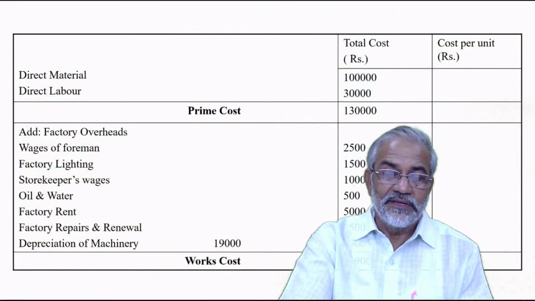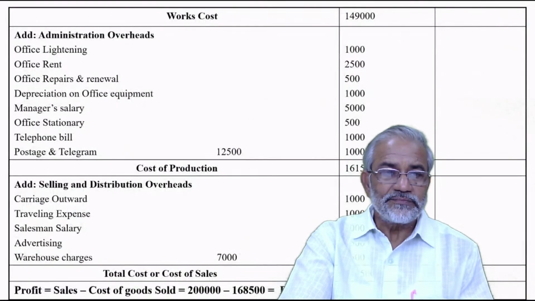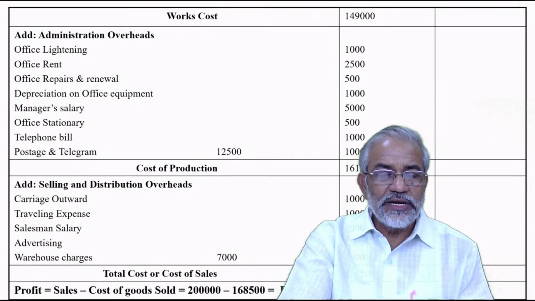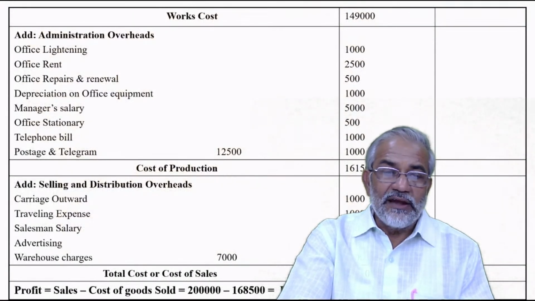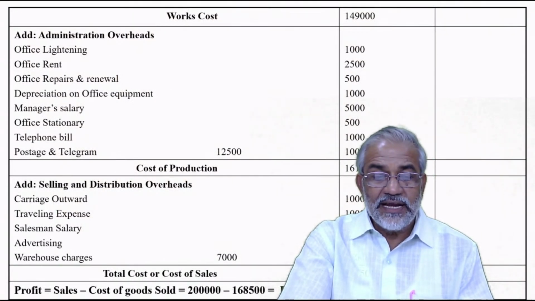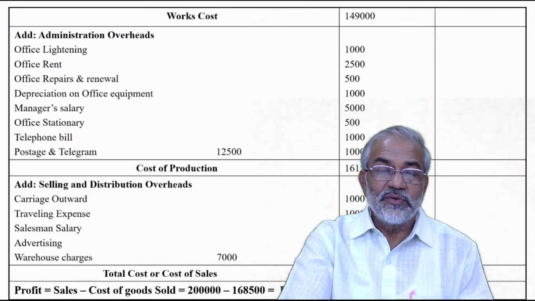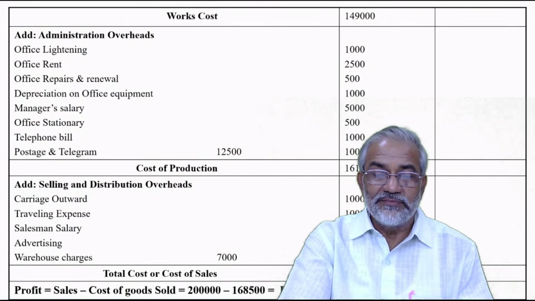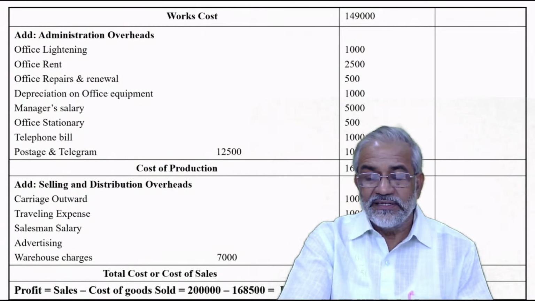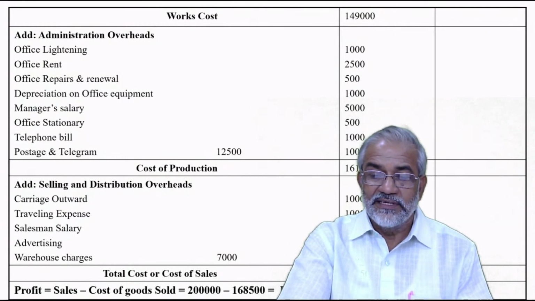cost sheet. In the cost sheet, all the components have been taken: direct material, direct labor, factory overhead, administrative overhead, selling and distribution overhead, and finally the cost of sales is arrived at. And from the sales, when the cost of sales is deducted, we have arrived at the profit, and the profit here is 31,500.